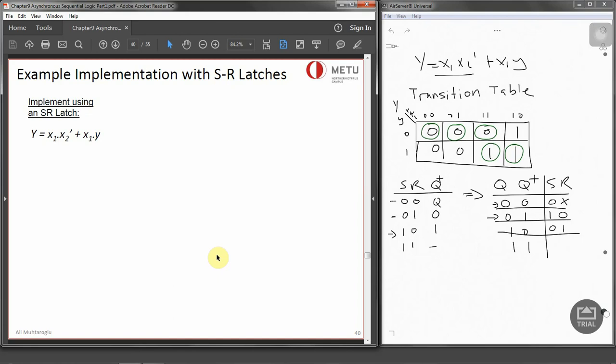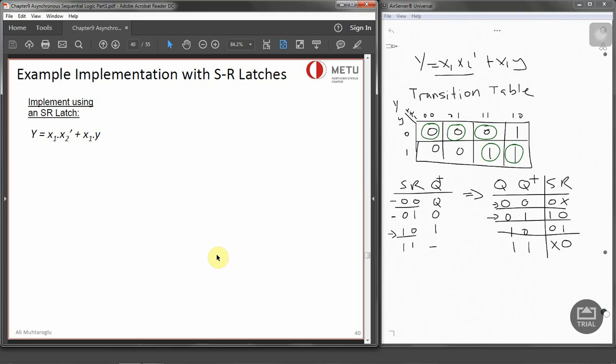So when both are 1, either it's setting or it's holding. So when they're setting or holding, S is changing but R is 0. So S is X and R is 0. And we have got the excitation for SR.